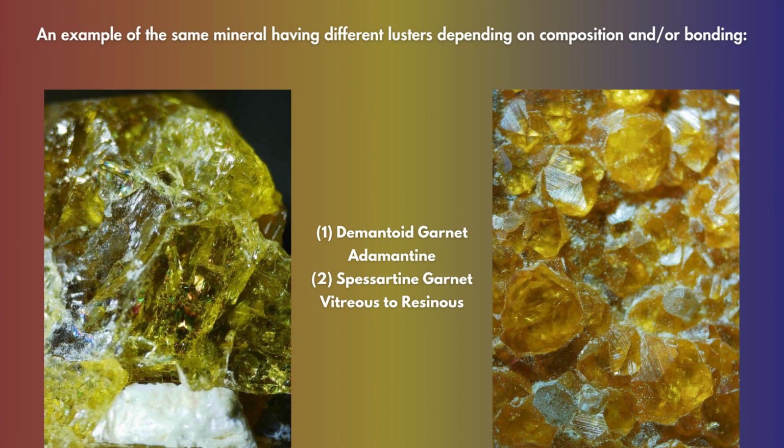Here's an example of the same mineral having different lusters depending on the composition and/or bonding. So we've got a demantoid garnet, which is a ugrandite, which has calcium, and that's got an adamantine luster, and then a spessartine garnet, which is a pyralspite, which has aluminum, and that has a vitreous to resinous luster.